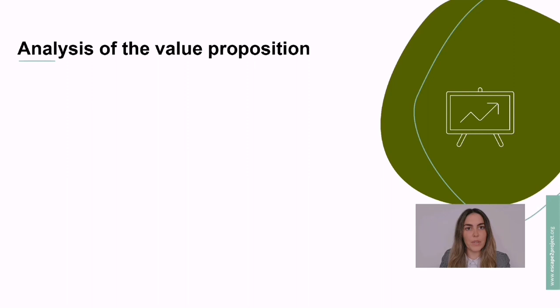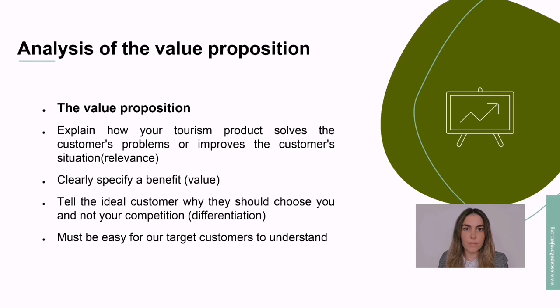Analysis of the value proposition. The value proposition explains how your tourist product solves the customer's problems or improves the customer's situation. Something relevant. Clearly specify a benefit, like a value. Tell the ideal customer why they should choose you and not your competition. You have to differentiate. It must be easy for our target customers to understand.